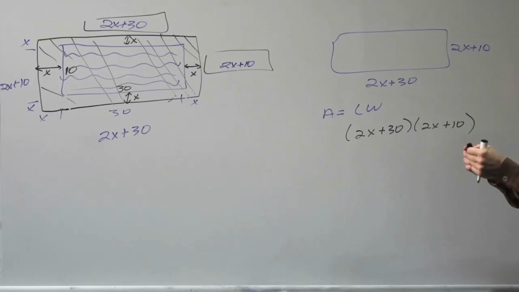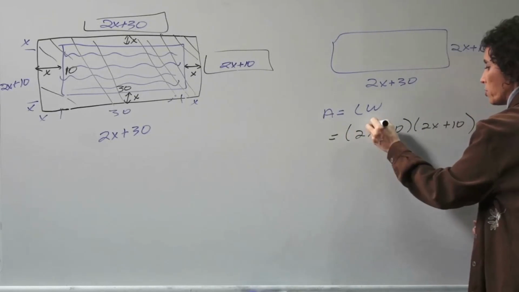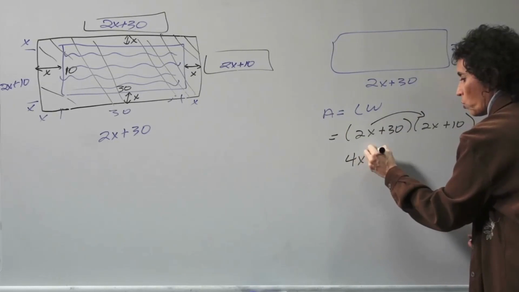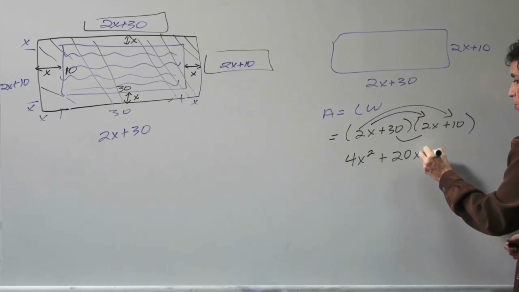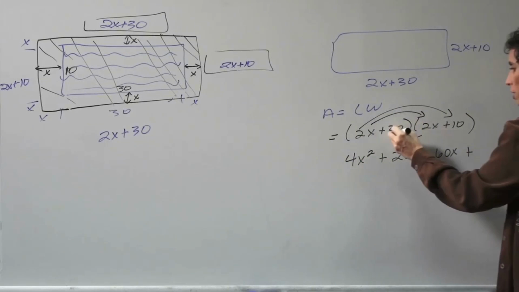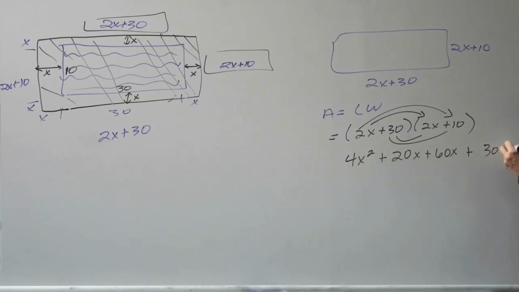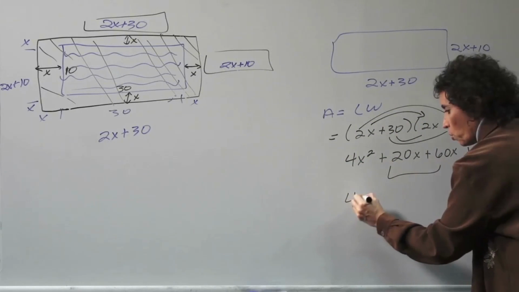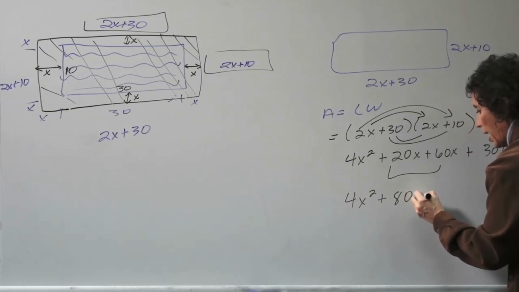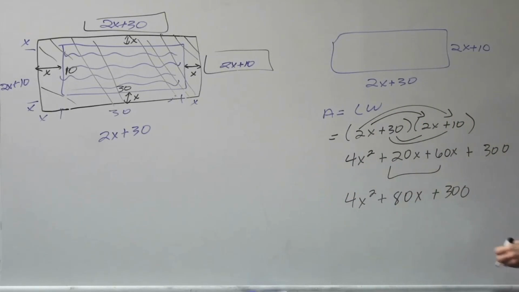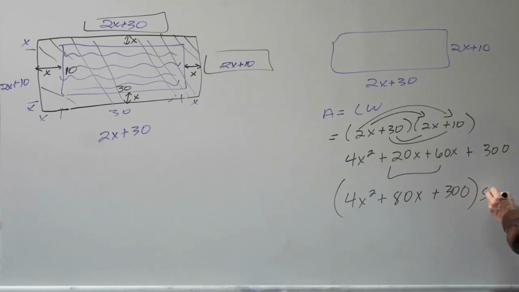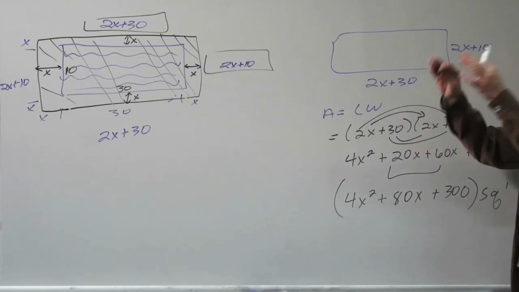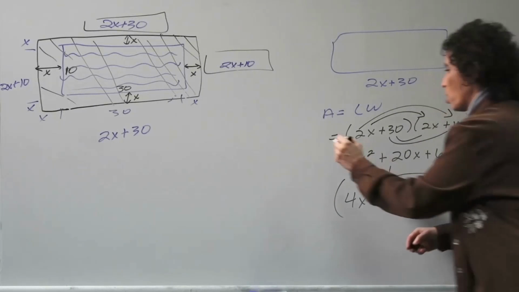I cannot FOIL because I do not have conjugates, so I must distribute. That's 4x squared plus 20x plus 60x plus 300. Combining like terms, 4x squared plus 80x plus 300. This is area, so the units are square feet. And that's the area of the whole thing, the pool plus the walkway.